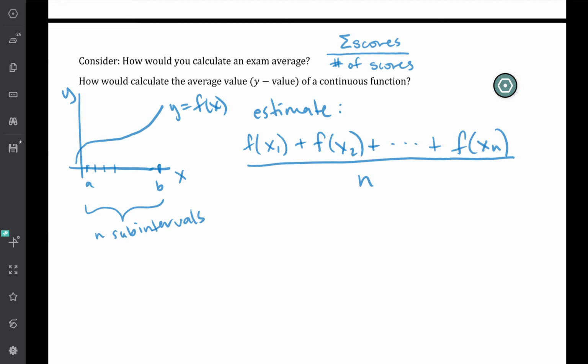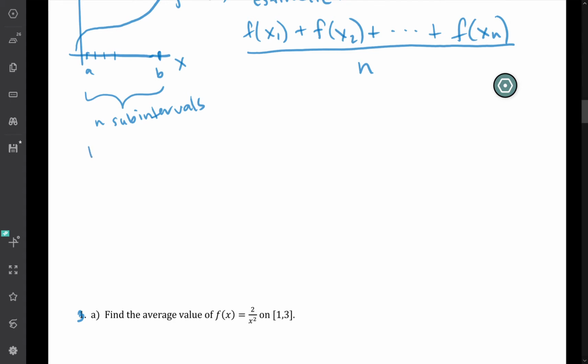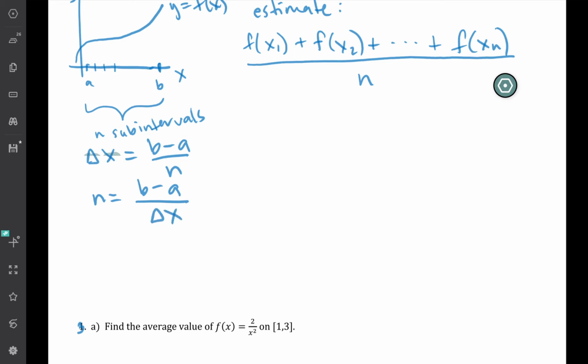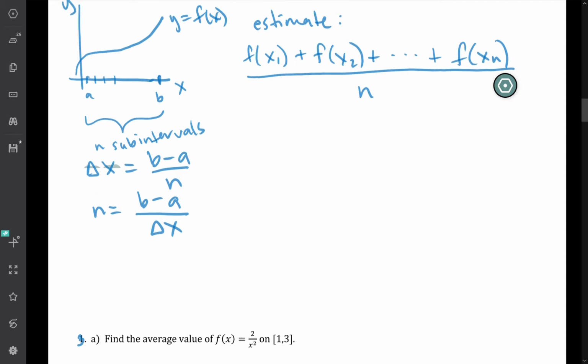And I want to think a little carefully about this. If we have n subintervals, then we actually know something about n. We know that delta x is (b minus a) over n, which means we can rearrange a little bit and say that n has to be the same as (b minus a) over delta x. So just multiply both sides of your equation by n, divide both sides by delta x.